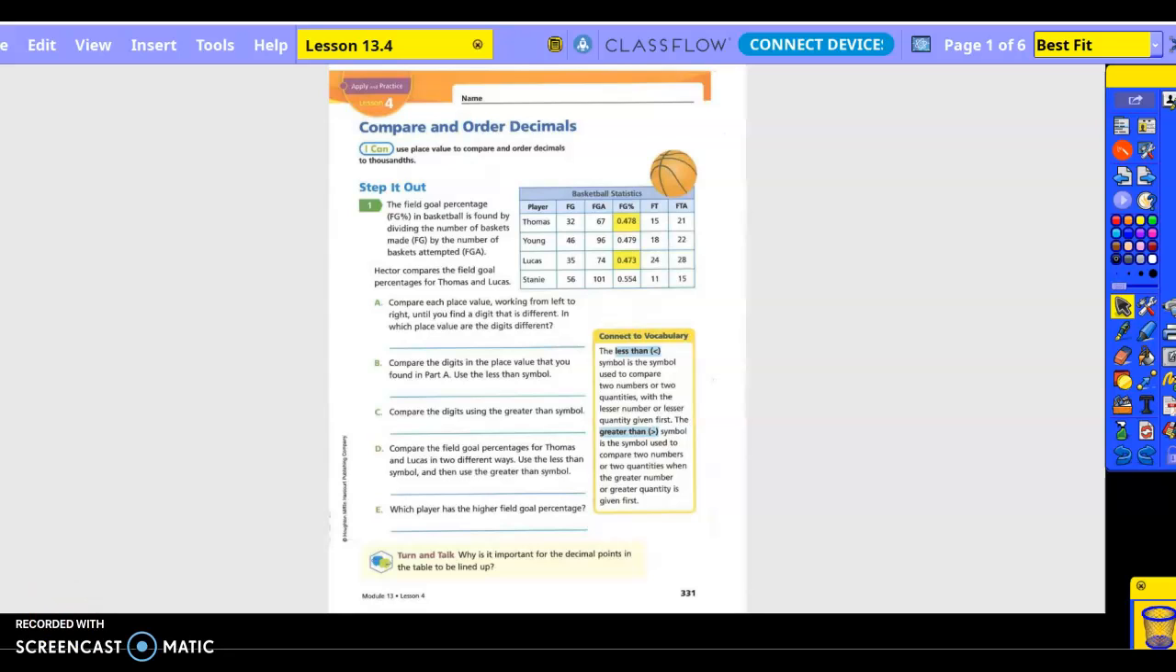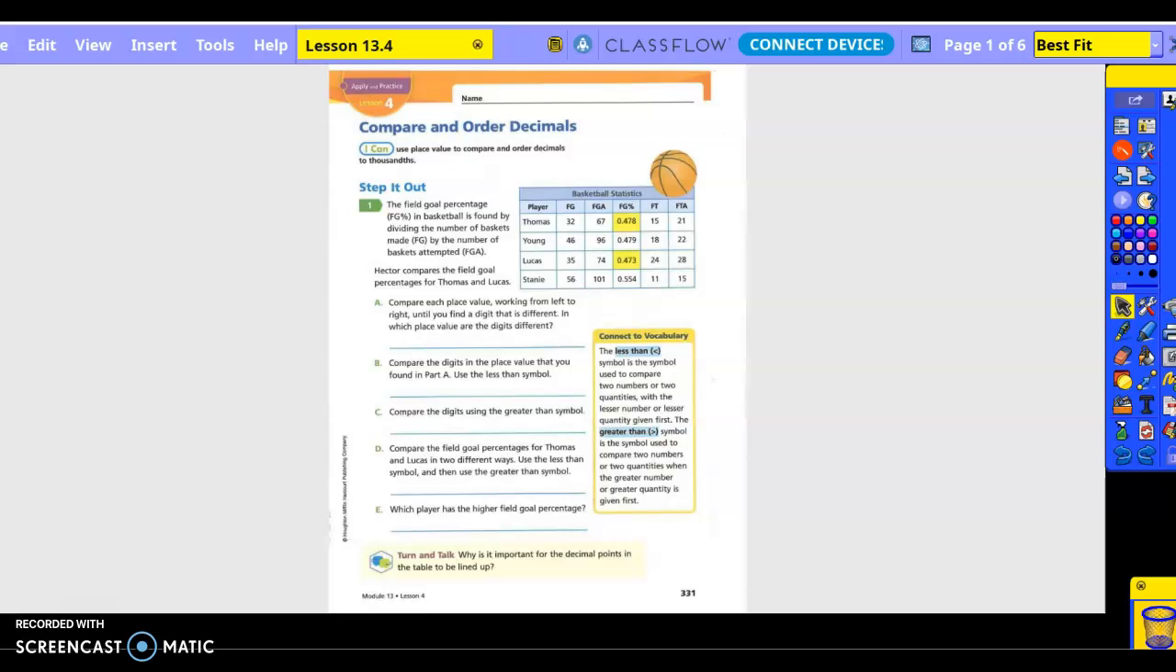Fifth grade math, lesson 13.4, comparing and ordering decimals. I can use place value to compare and order decimals to thousandths. Step it out. Number 1, the field goal percentage in basketball is found by dividing the number of baskets made by the number of baskets attempted. Okay, so I told you how they got their percentages.